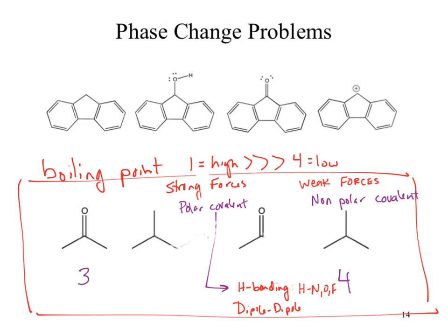The one on the right is more polar. The one on the right has polar covalent bonds. The one on the left is just non-polar covalent. That means the one on the right needs to be higher than the one on the left. I've already established that both of these are the highest, so that means I can now say I've got 1 and 2. I've done my melting points. Boiling points. Kind of makes sense.